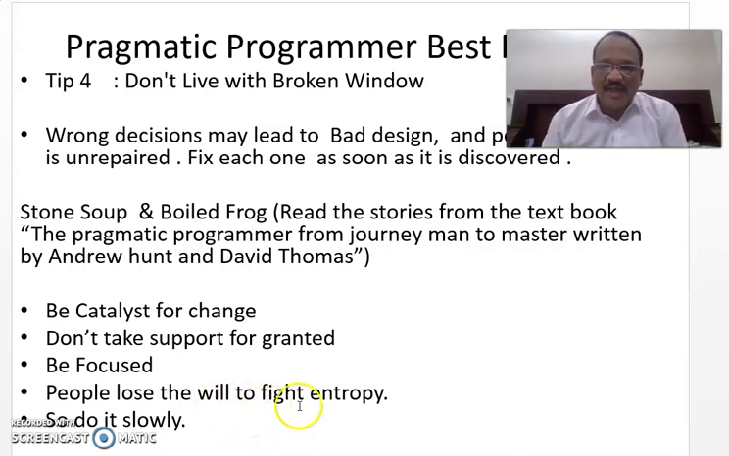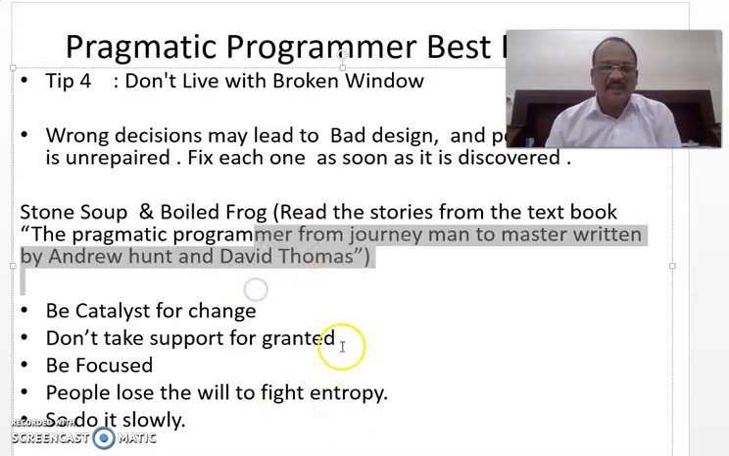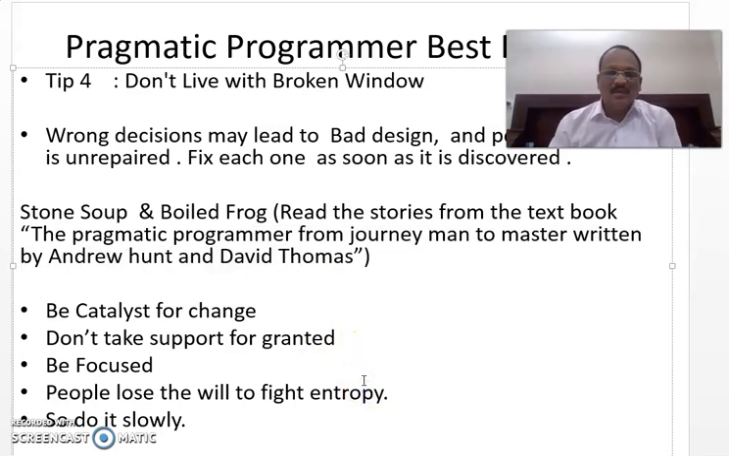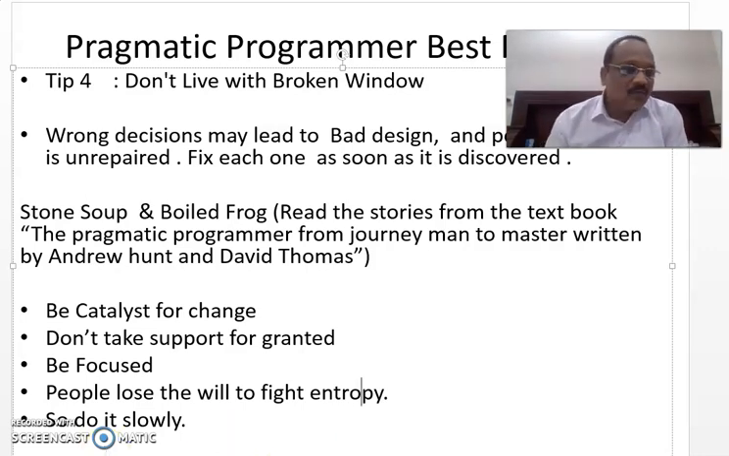People lose the will to fight entropy, so do it slowly. In the frog story, if you put a frog into boiling water, it will jump out. Whereas if you put a frog in a cold pot, then slowly warm it up, finally the frog will die in it. That is, do it slowly so that you can do the work.